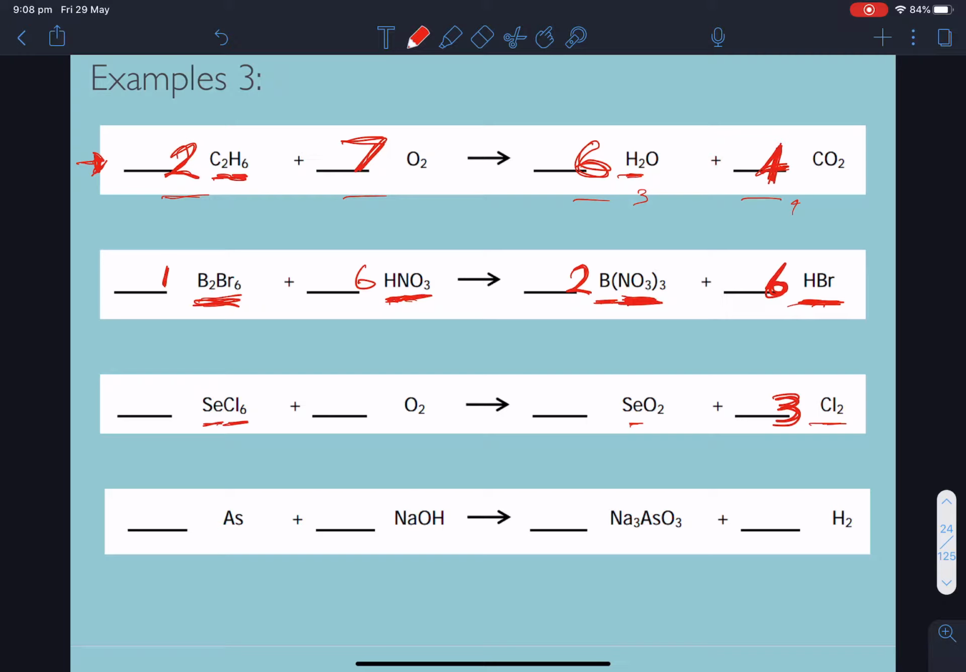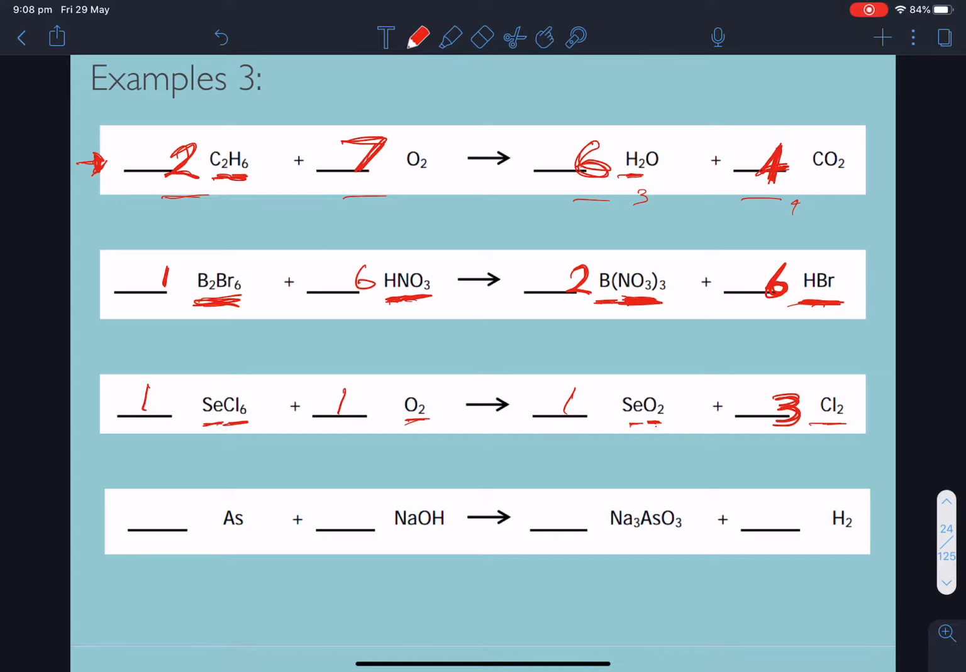Okay, now we've just got oxygen, and there's 2 from the selenium oxide, and there's 2 on the left from 1 molecule of oxygen. So I'm all balanced. So it's a nice 1-to-1 reaction to give 1-to-3.